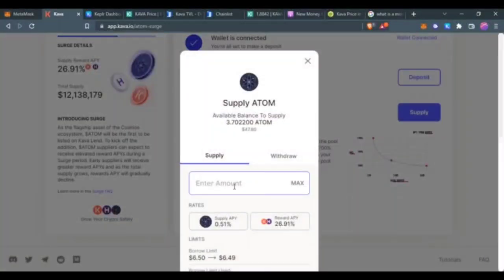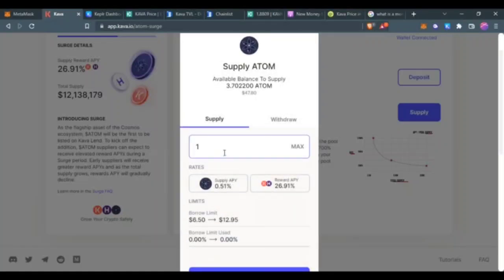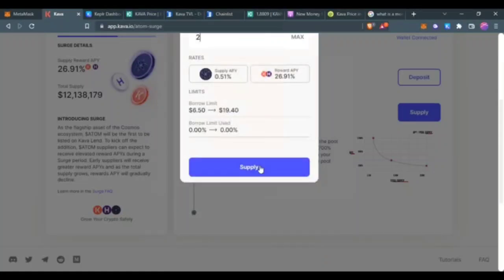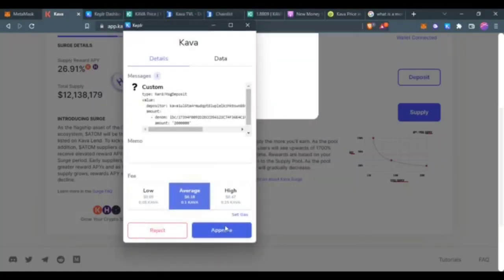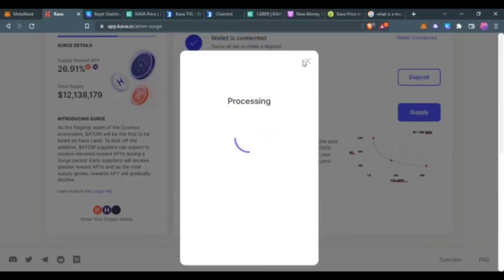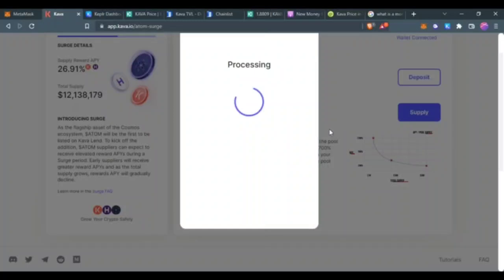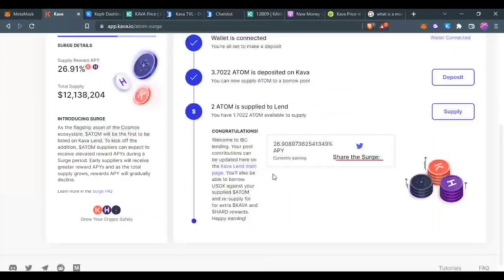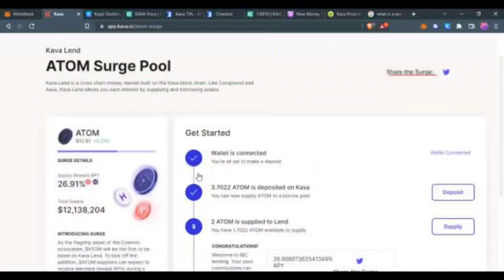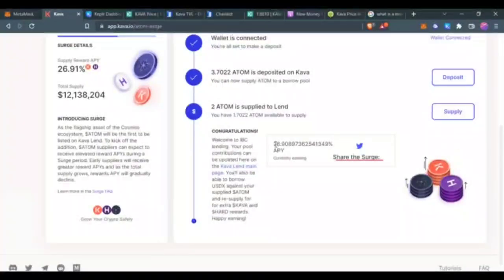Now let's supply. Let's just say we want to supply 1.5. That'll leave us with a little bit. And we see we've got 3.7. Let's just do 2. That leaves us with about 1.7 left to play around with. So we're supplying two Atom shares into the Atom Surge pool. As of right now, the APY is 26.9.